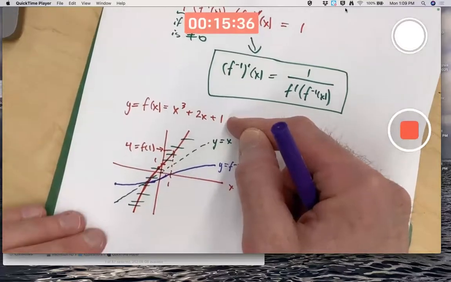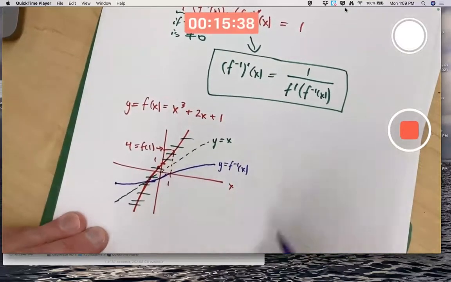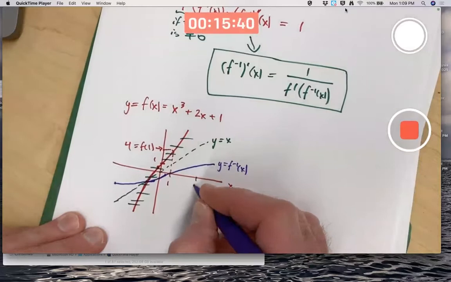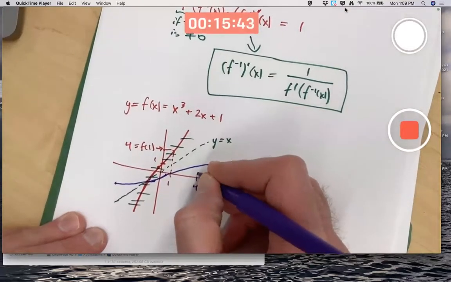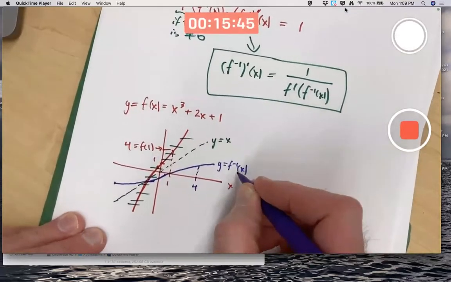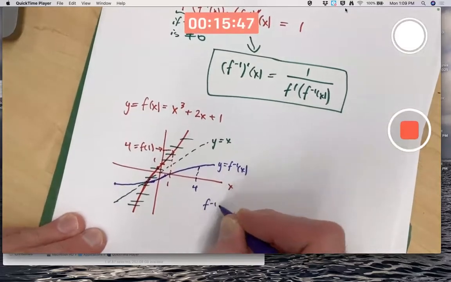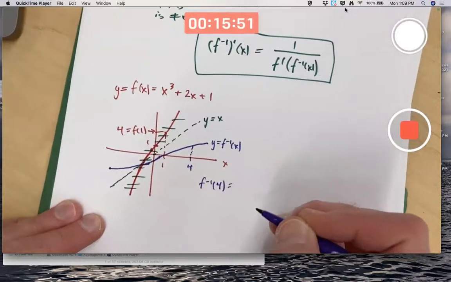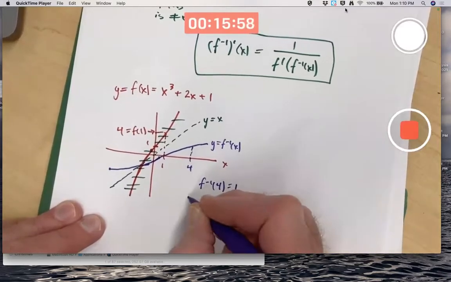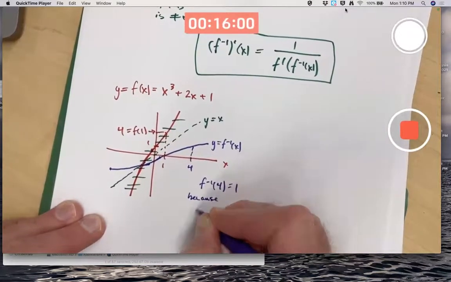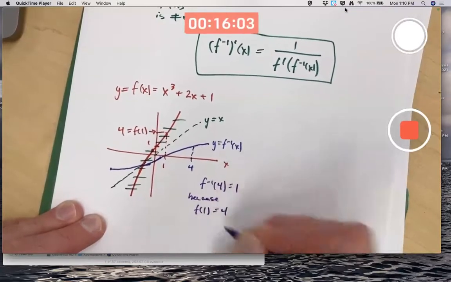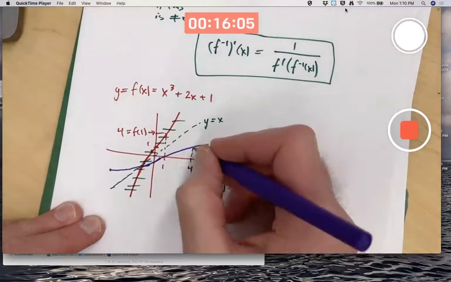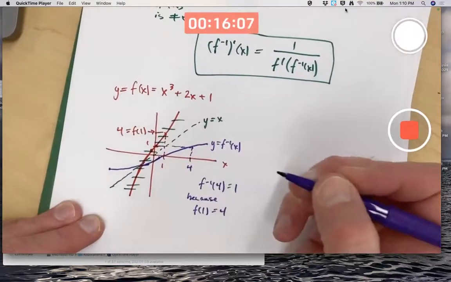Can I find a derivative of this? Well, it depends on what input you're thinking about. I claim for the input 4, it's easy to find the derivative. When x is 4 for f inverse, what is y? You should be able to answer that. Go ahead and say it. 1. Why? Because f of 1 is 4. They undo each other. f of 4 is 1, is right about there.